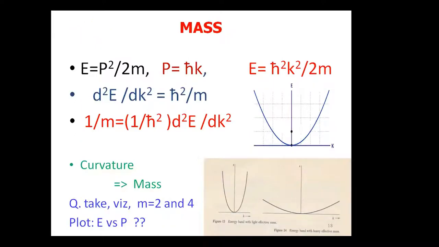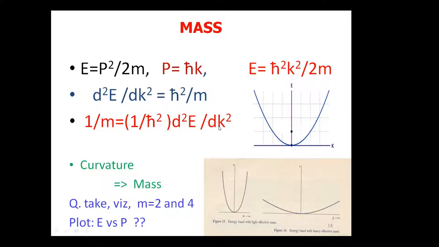As you know, how can we know the mass? This mass can be determined from the energy-momentum relation. The energy, which is equal to half mv square, in terms of momentum is p square by 2m. P is the momentum operator, so if you put p equal to h cross k, the energy becomes h cross square k square by 2m. If you find the double derivative of this energy, then d square E by dk square will be h cross square by m. H cross is h by 2 pi, the reduced Planck's constant. So 1 by m, where m is mass, is equal to 1 by h cross square times d square E by dk square.